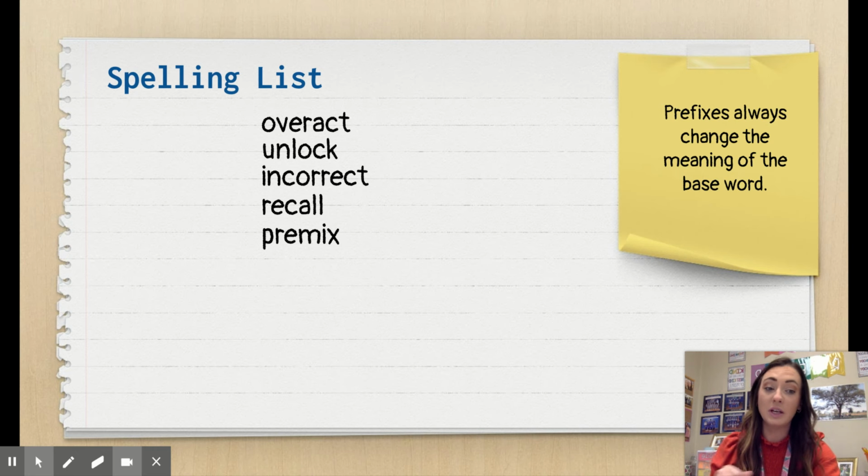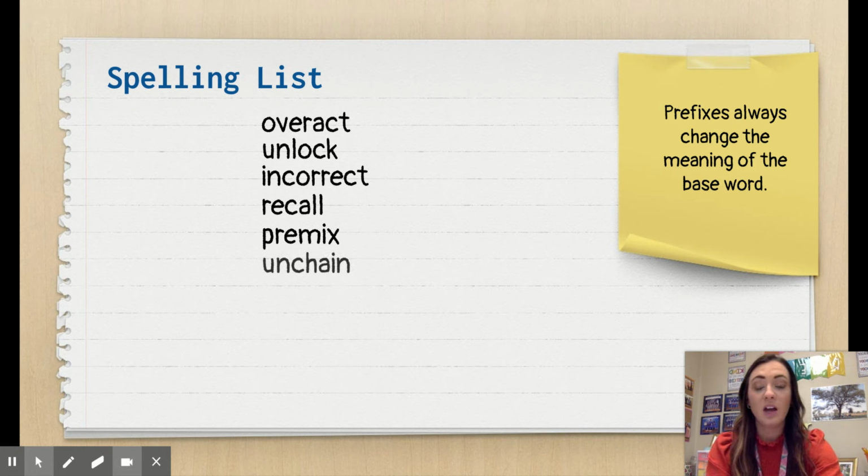Premix, you mix something before you need to. So sometimes you have pre-mixed brownie ingredients. So all of the ingredients are together, they're already mixed together, and then you just pour it into a bowl. Unchain means to not chain anymore. So if you have your dog chained up to a leash, you unchain them, you unhook them. Subway, so a subway is underground, which is why it's called a subway, because the prefix sub means under.